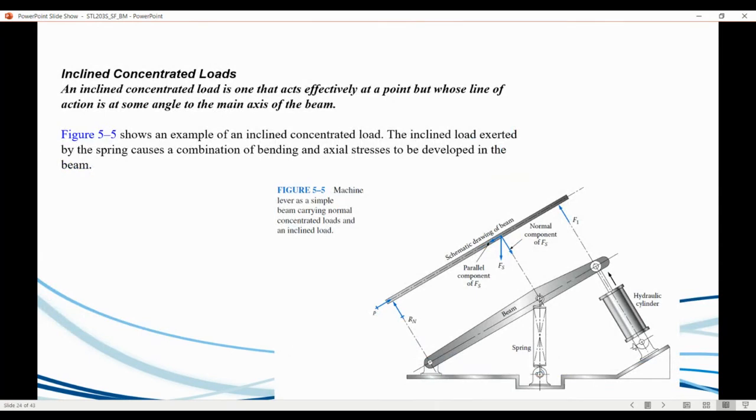So an incline concentrated load is one that effectively acts at a point, but whose line of action is at some angle to the main axis of the beam. So it's a simple thing here. We've got a hydraulic cylinder and a spring arrangement, and what they're saying here is the spring itself is at an angle to the actual beam, and that's a typical incline load. So the spring loads the beam, but at an angle.